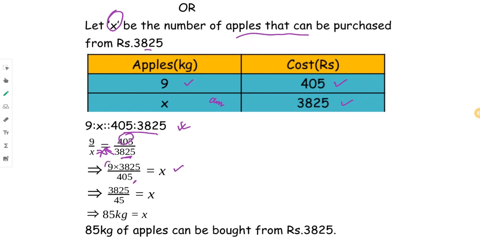And now I'll just show a division here. We'll try to divide 405 by 9. All right, so we have here 405, then again 9, right? Then 9 4s are 36, then once again how much? 45, then 9 5s I'll have here 45, right? So you can see here. Then once again, if I divide 3825 by 45, I'm going to end up getting 85. So once again, same thing, 85 kg of apples can be bought from rupees 3,825.